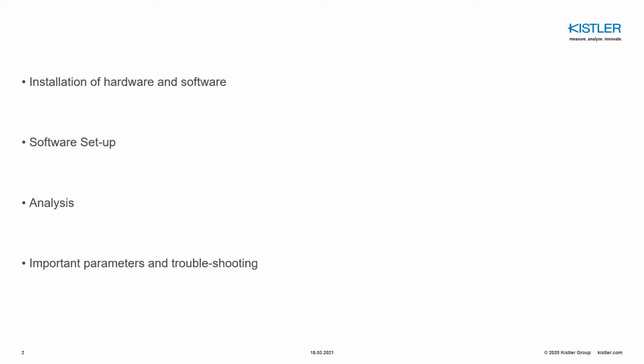So the webinar is divided into 4 main chapters. In the first chapter, I will talk about the installation of the hardware and software by taking one of our stationary dynamometers and a LabAmp as examples. Then in the second chapter, we will talk about how to make the setup of the software. Later on, I will show the analysis tools that are possible in our software Dynoware. And at the end, we will finalize by talking about some important parameters and give some hints about troubleshooting.